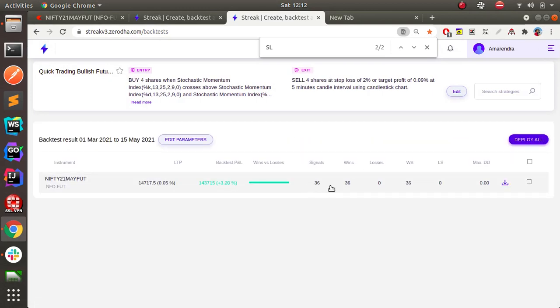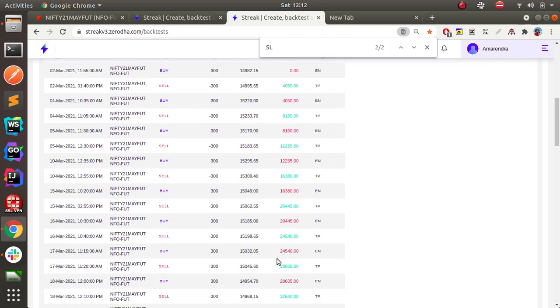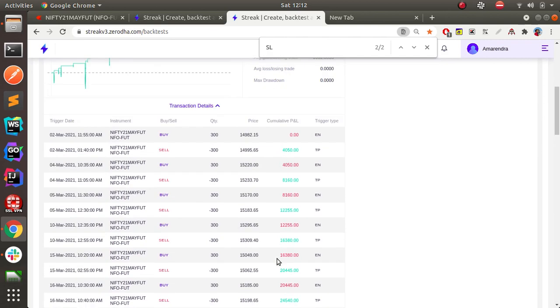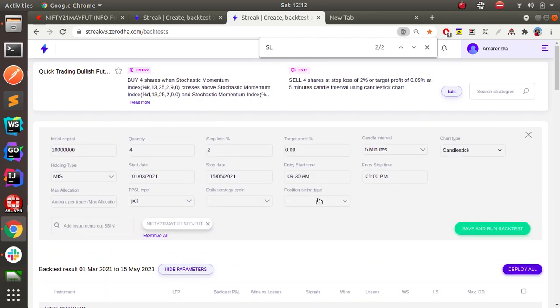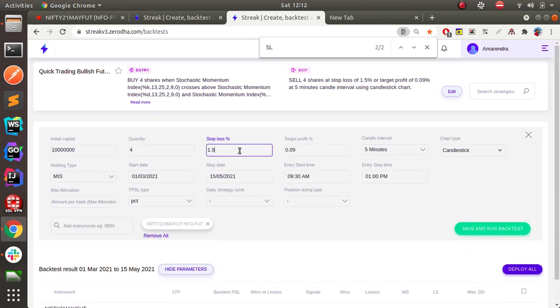There are 36 calls that came, and all 36 are successful. Now our algorithm is fail proof. We can earn around 1,43,000. All 36 calls are success. We just fine tuned our values. If you still want 1.5 and see, that is fine.